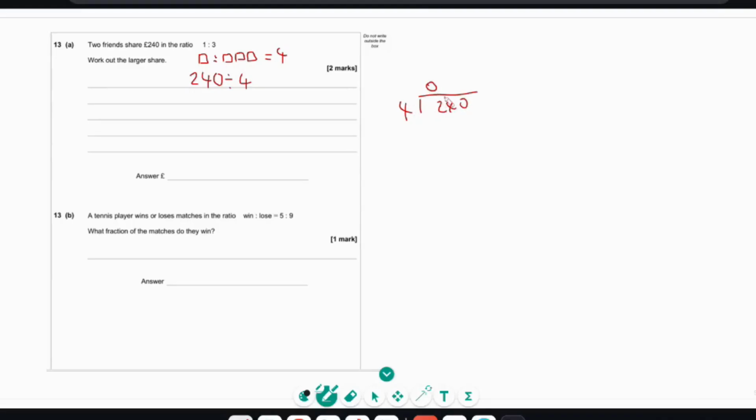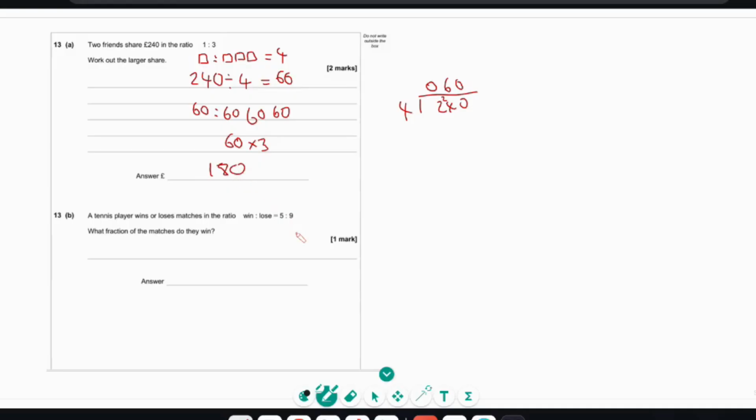4's into 2, 0, carry the 2. 4's into 24 is 6, 4's into 0, 0, so it's 60. Each part is worth 60. To work out the larger share, so you've got 3 lots of 60 here. 60 times 3. 6 times 3 is 18.